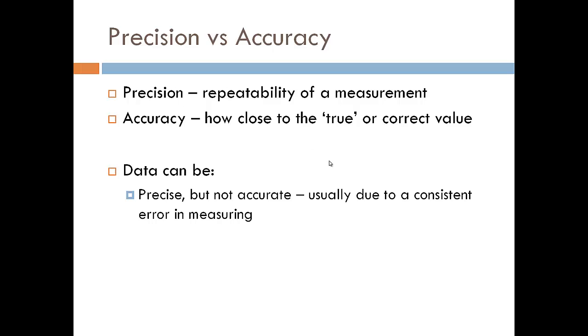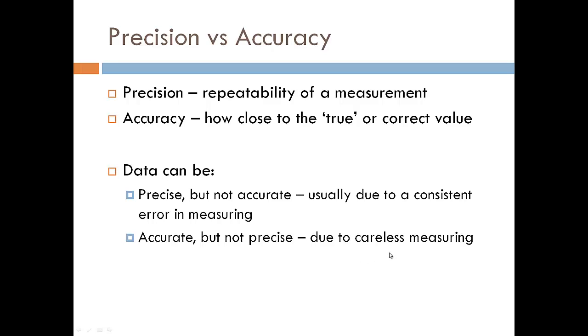You can have precision without accuracy. For example, if you're taking measurements on a scale in a lab and you didn't zero out the scale, then you've introduced a consistent error into your measurement. All your numbers might be very, very similar to one another, but they're all going to be wrong because that zero point wasn't in the right spot. On the other hand, if you have data that's accurate but not precise, usually that's due to hurried or careless measuring. You're just in a rush, and so your data is around the correct value, but it's got a wide range. Ideally, our data will be both precise and accurate.